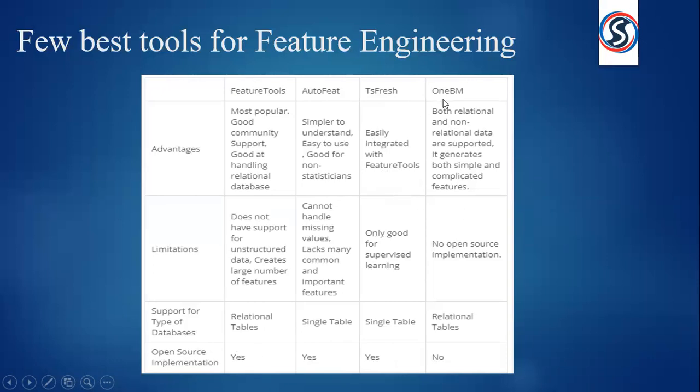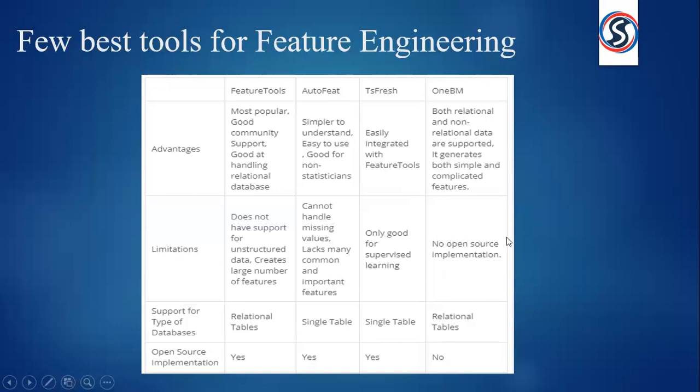But when it comes to IBM, both relational and non-relational data are supported here. It generates both simple and complicated features. This is the best one, but the thing is, it is not an open source implementation. It handles relational databases. Only one drawback with IBM, which handles all the relational and non-relational tables, as well as supports simple and complicated features.